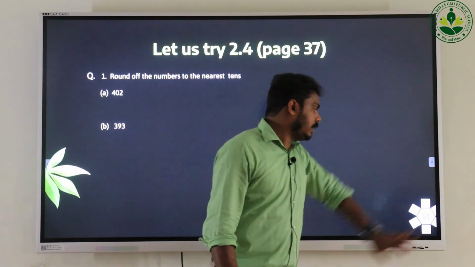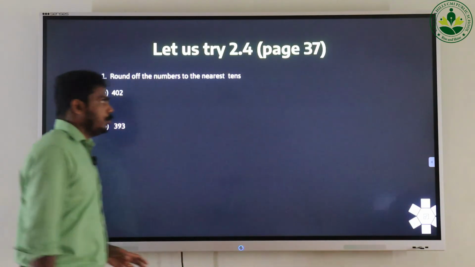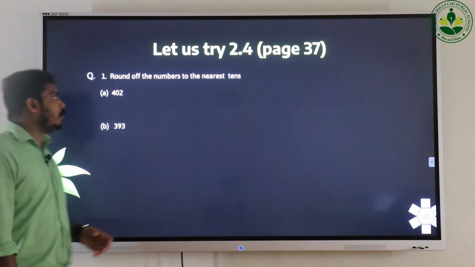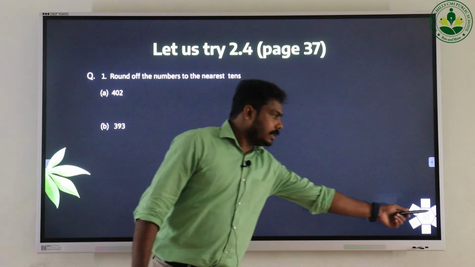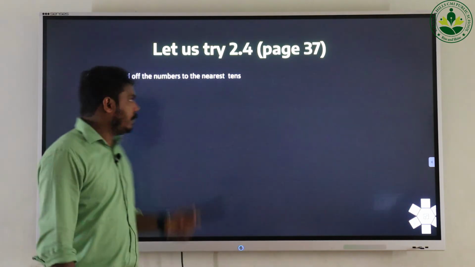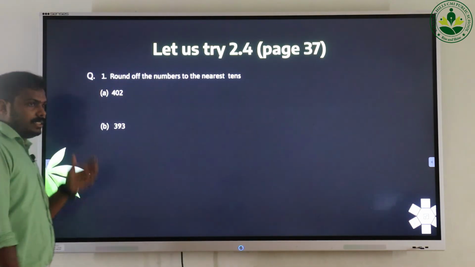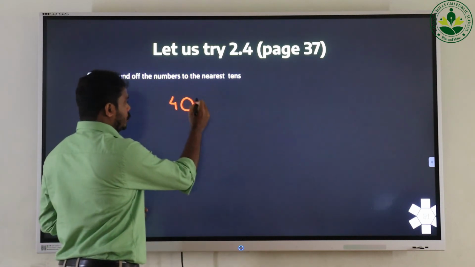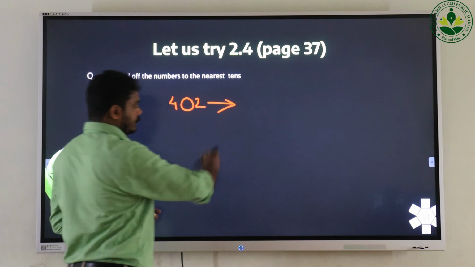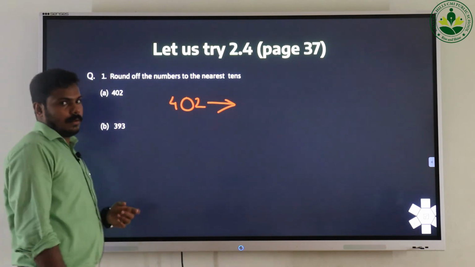Here we can see some questions. Let us try 2.4, page number 34, question number 1. Round off the numbers to the nearest tens. We need to round off the given numbers to the nearest tens. First number, that is 402. We need to round off this number to its nearest tens.